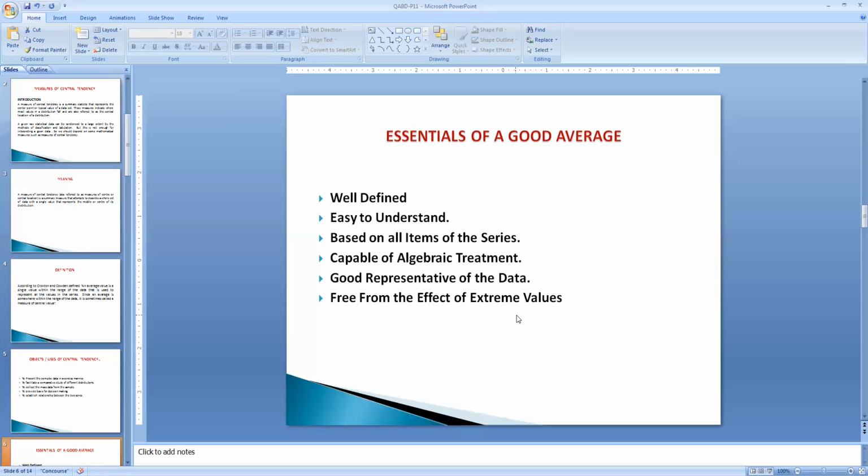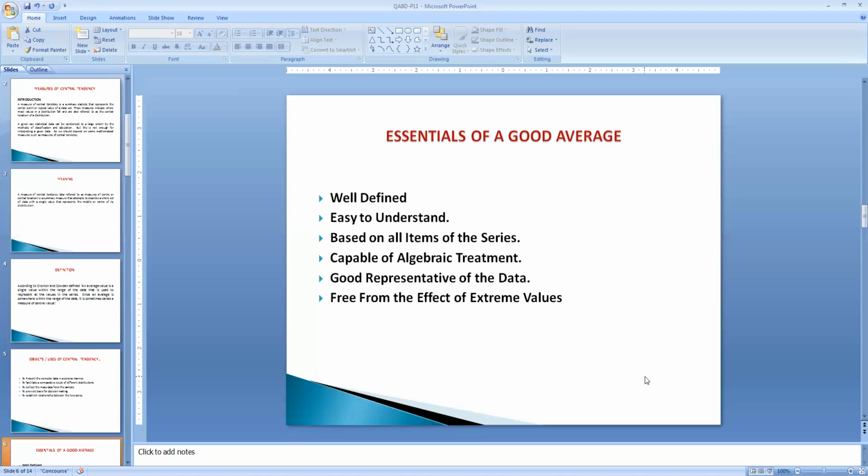And the next one is that it should be easy to understand. When we calculate the averages, it should be very simple to calculate. You should not have difficult steps to follow. So a common man can also understand the things and calculate the averages. The calculation should be easy and simple, so that the researchers or the investigators feel no difficulty while determining the average value.